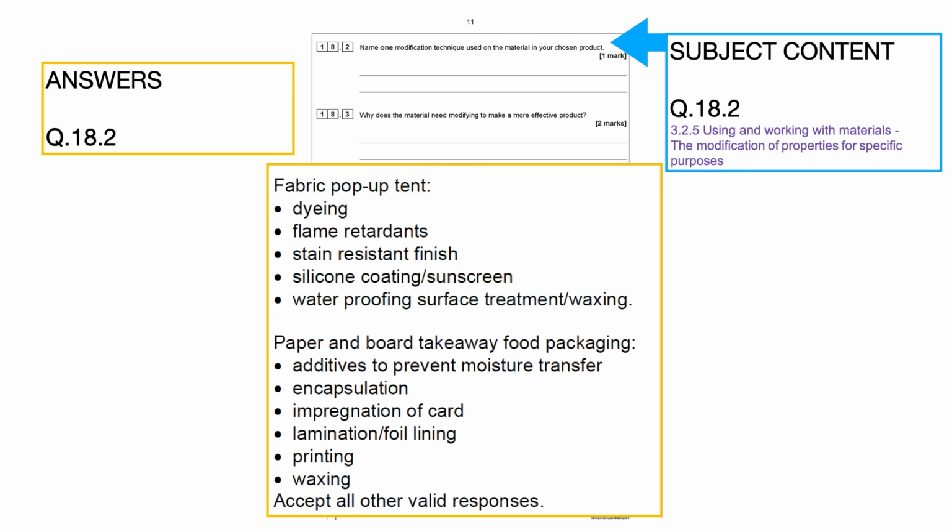If you pick the fabric pop-up tent as your example, you could have added dyeing or flame retardants or stain resistant finish or silicone coating / sunscreen. And lastly, waterproofing, the surface treatment or waxing. Paper and board takeaway food packaging, you could have additives to prevent moisture transfer, encapsulation, impregnation of card, lamination or foil lining, printing or waxing. Now we are able to accept all other valid responses, and that is one modification technique used on the materials chosen in your product from 18.1.